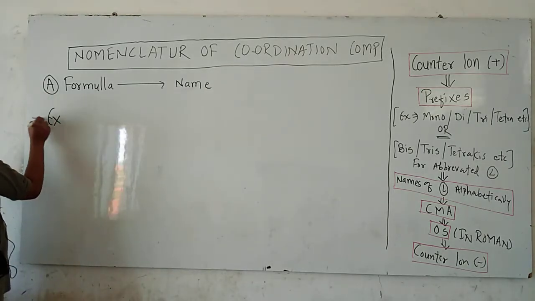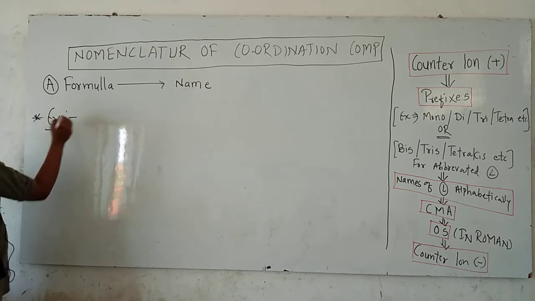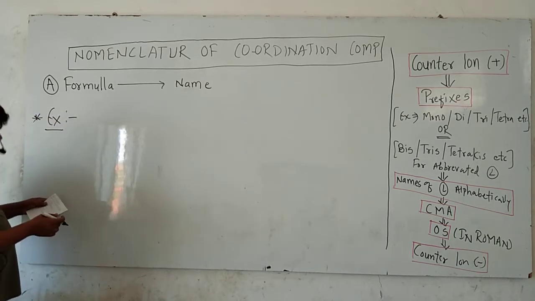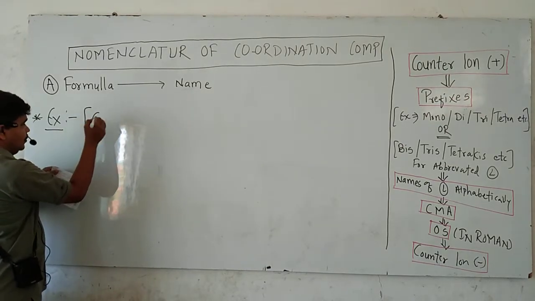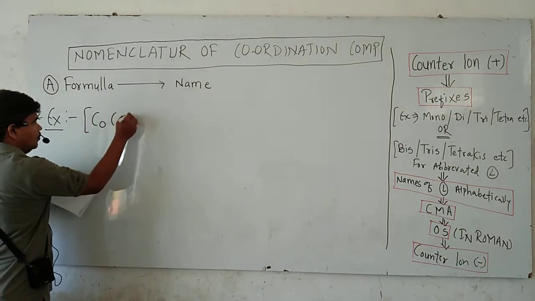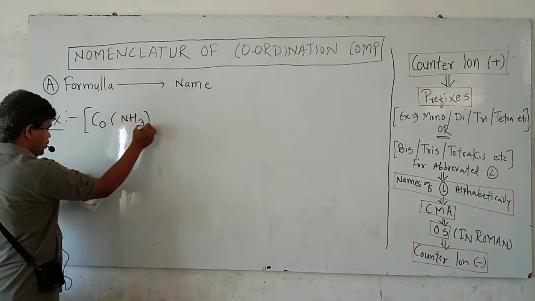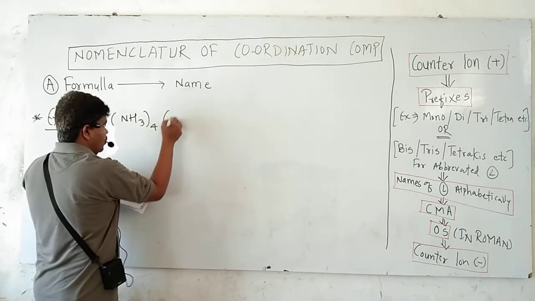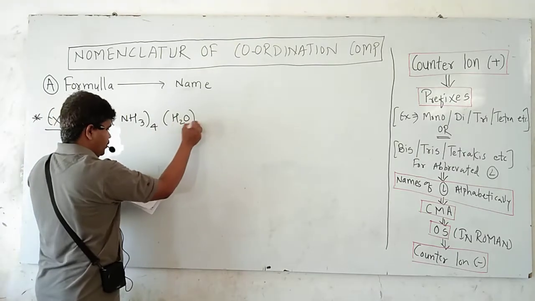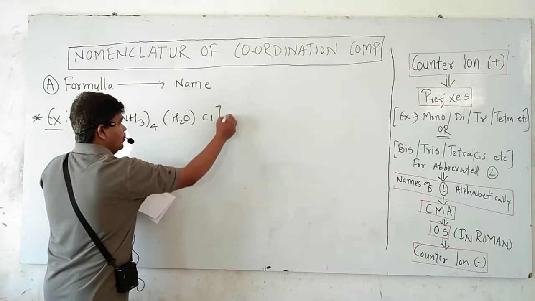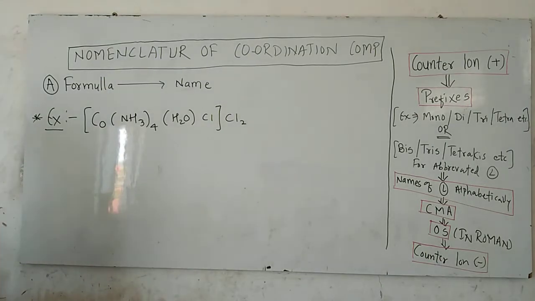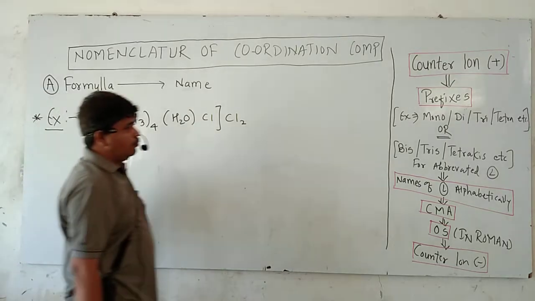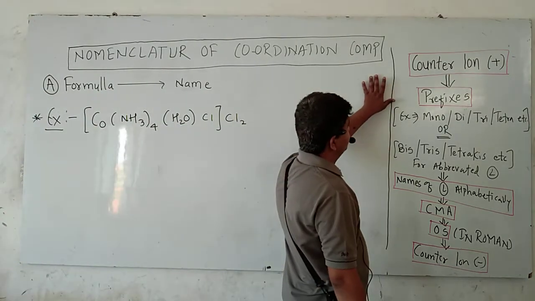For example, consider the complex [Co(NH3)4(H2O)Cl]Cl2. How to write the name? For this you have to follow these steps.